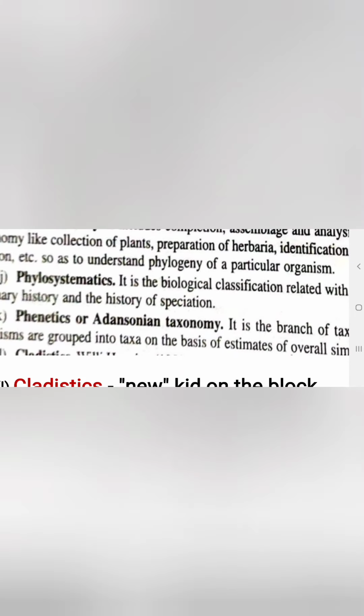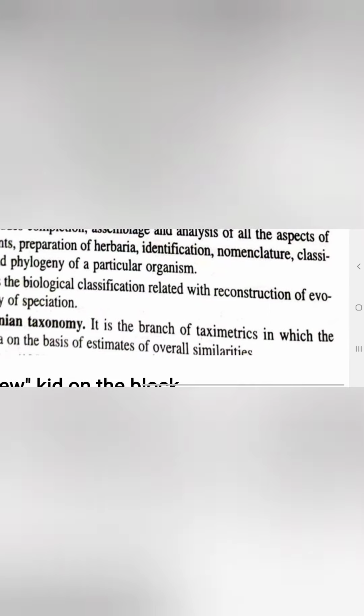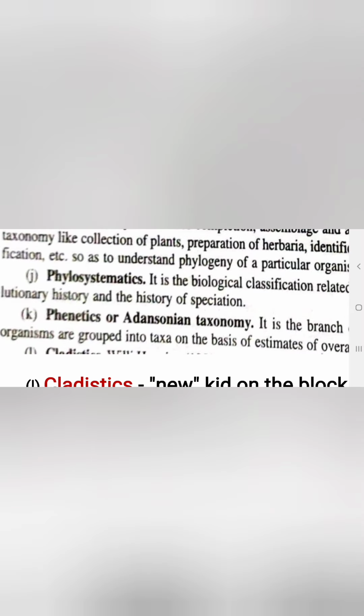Next is phylosystematics. It is the biological classification related with the reconstruction of evolutionary history and history of speciation.